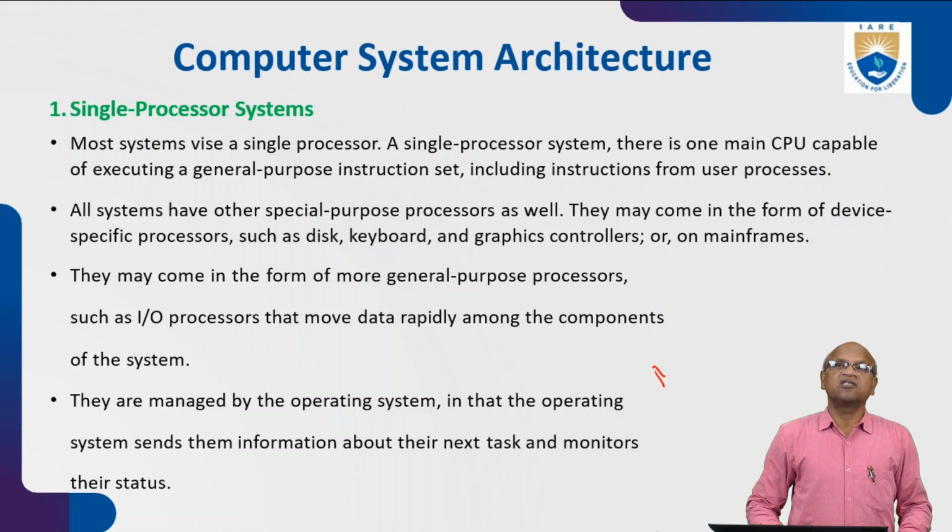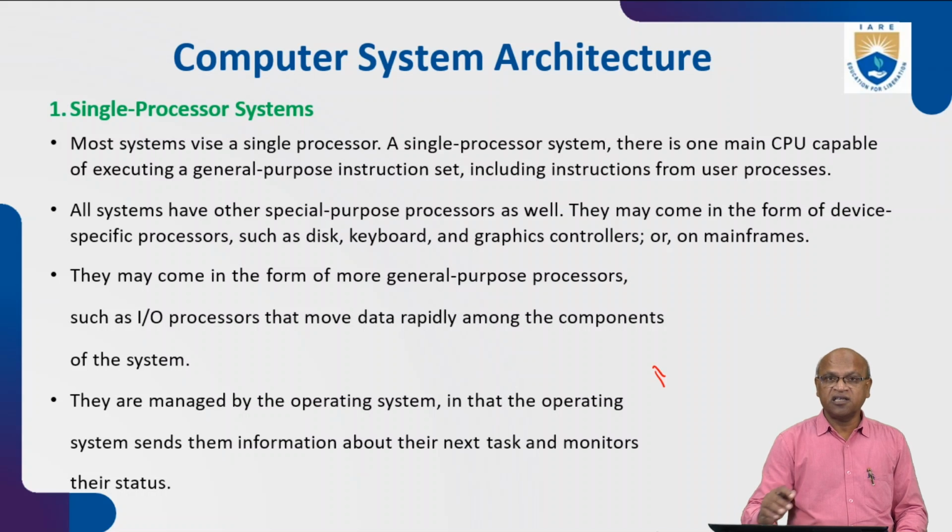In a single processor system, there is only one CPU capable of executing a general purpose instruction set, including instructions from user processes. All systems have special purpose processors as well. They may come in the form of device specific processors such as disk, keyboard, and graphics controllers. On mainframes, they may come in the form of general purpose processors such as I/O processors that move data rapidly among the components of the system.